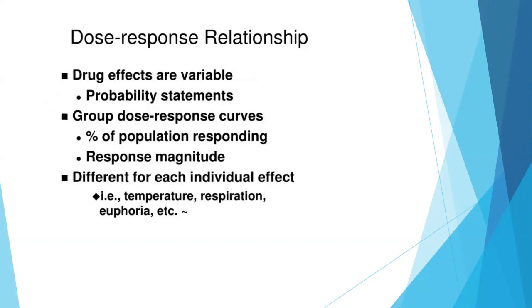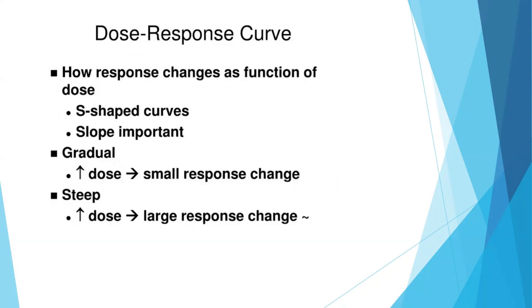So now, talking about the dose-response relationship, drug effects are variable. There are group dose-response curves, and they are different for each individual effect, such as temperature, respiration, or euphoria. Dose response curve is how the response changes as a function of the dose. There are curves, and the slope is very important. A gradual dose-response curve is when we increase the dose and there is a small response change, and a steep response curve is when we increase the dose and there is a large response change.